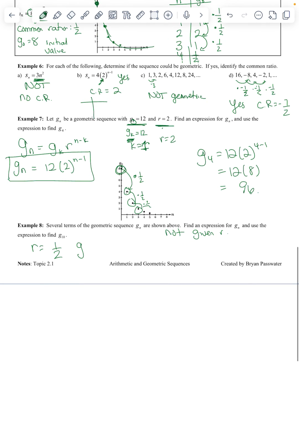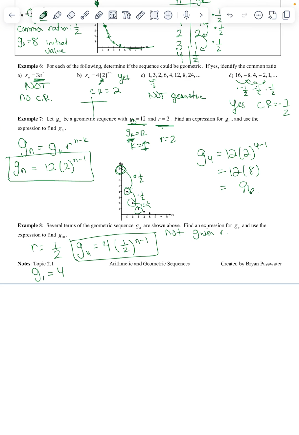But again, I like to learn only one thing, right? Not have to memorize many different types of formulas. So I'm going to use just the G of 1, which is 4. So here, G of k is 4, R is 1/2, and then n minus 1 because k is 1. And that is my expression.